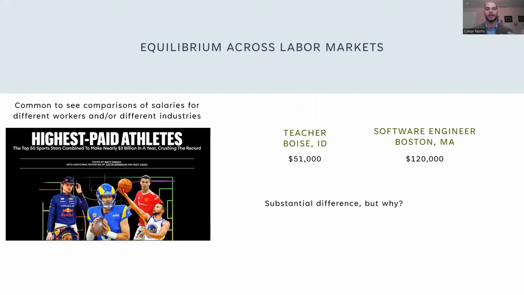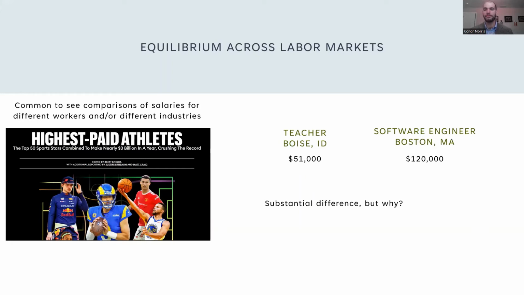So the teacher in Boise, Idaho is making on average $51,000. I think that was last year's number. And software engineers in Boston, Massachusetts, on average, make about $120,000. And that changes depending on exactly how you define software engineer. So this is a pretty big difference. A teacher in Boise could learn how to code, move to Boston, and make 70K more. So why does this exist?